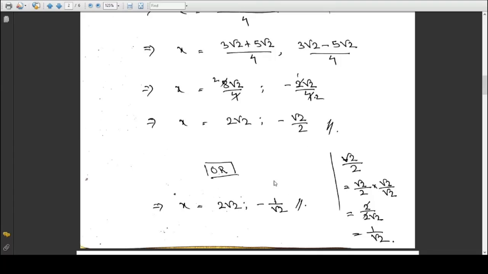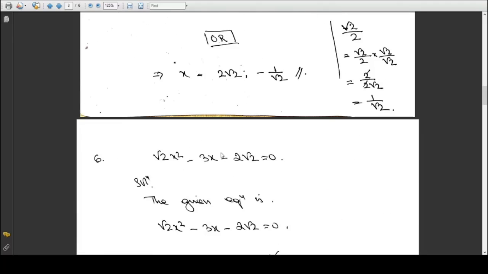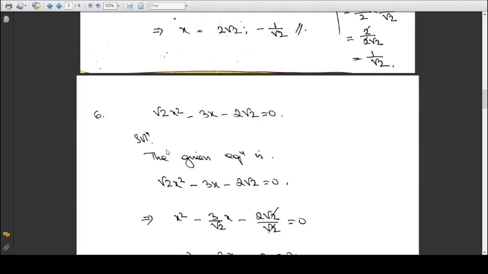Okay, is it clear to you? Now we move to the next, that is number 6. The given equation here is root 2 x square minus 3x minus 2 root 2 equals 0.